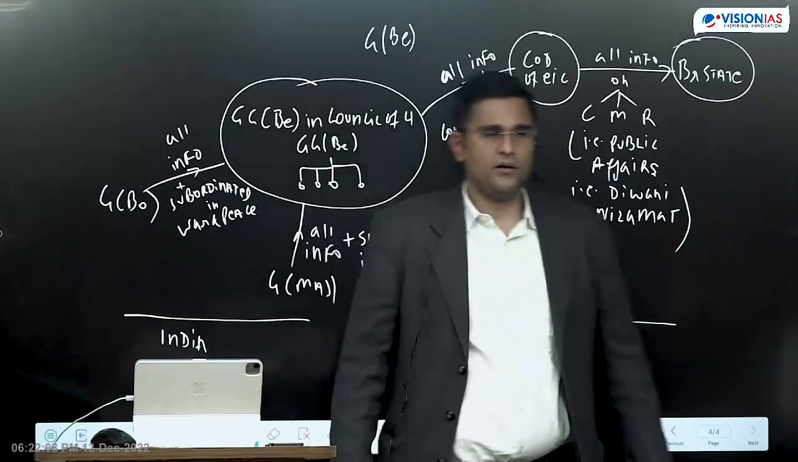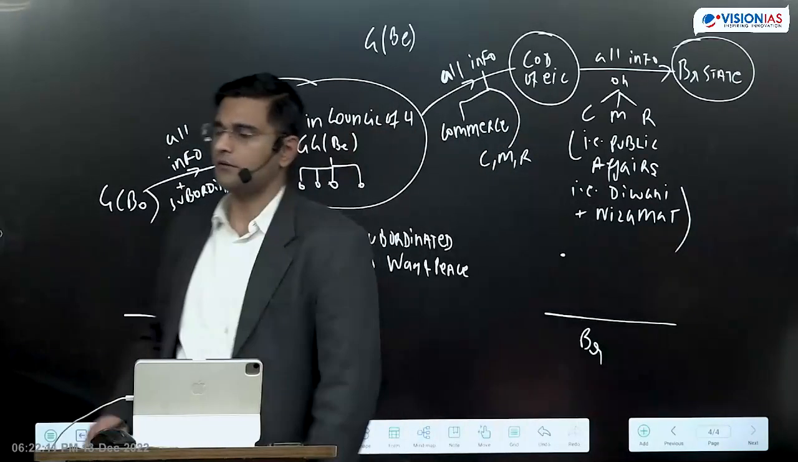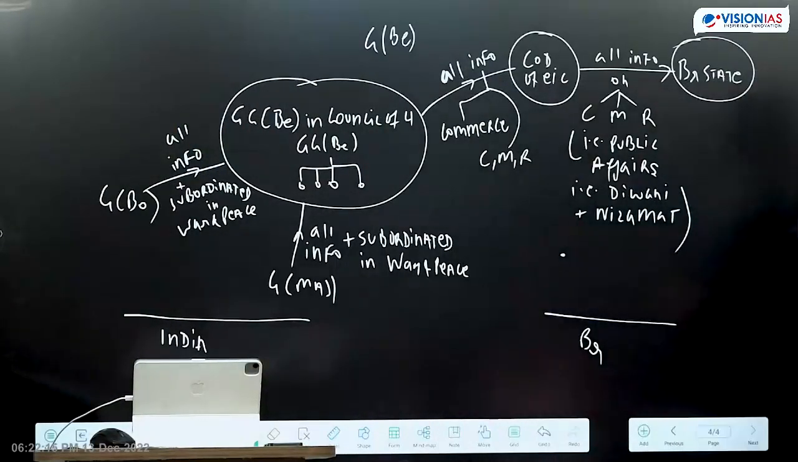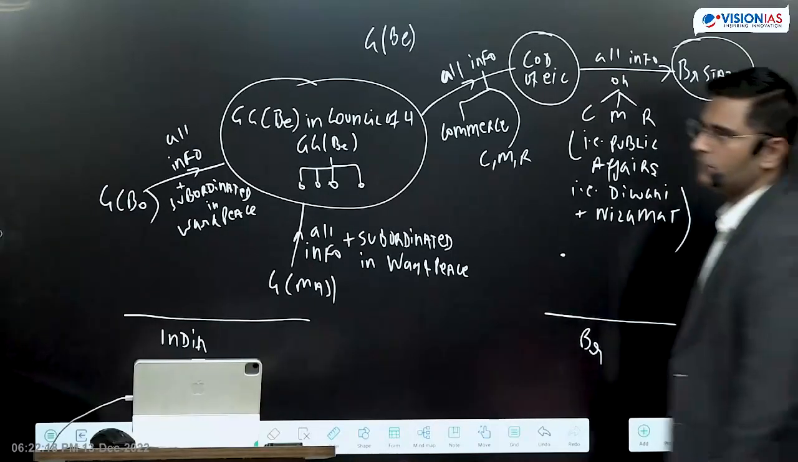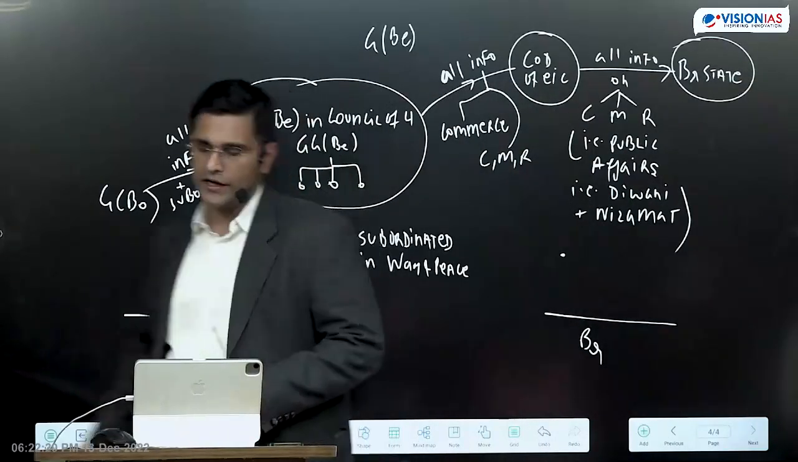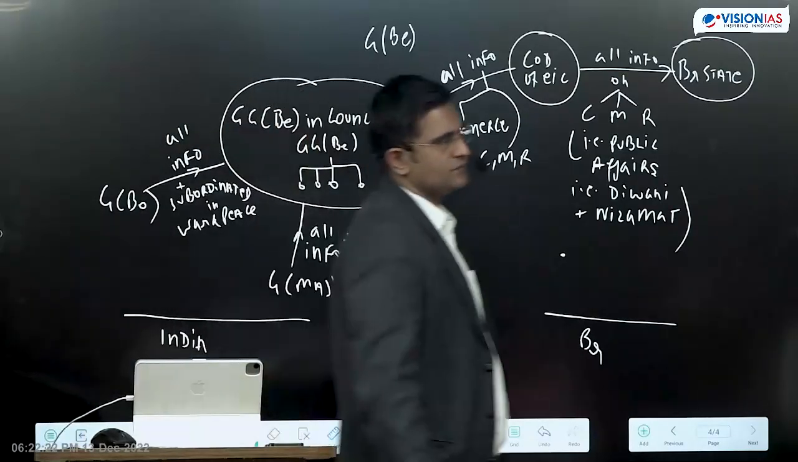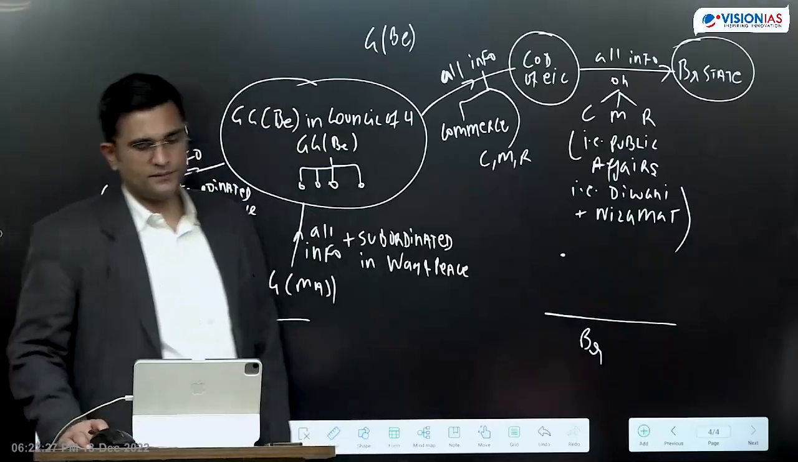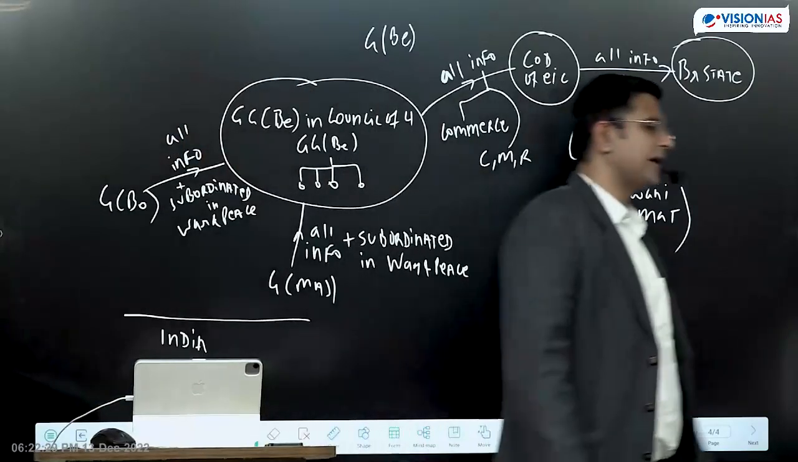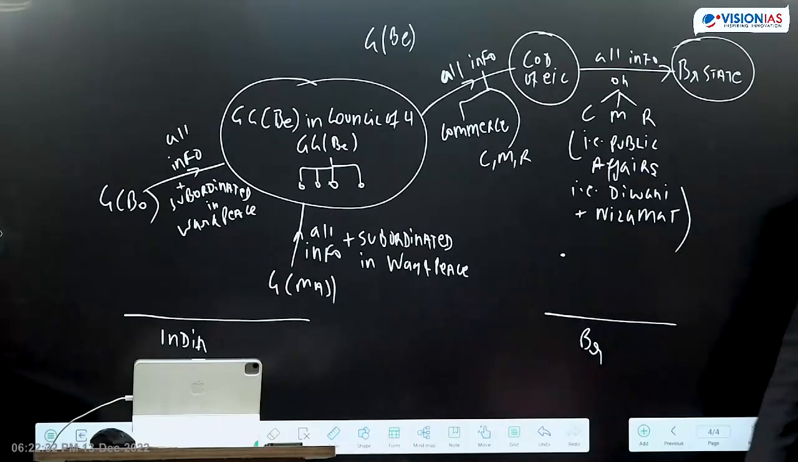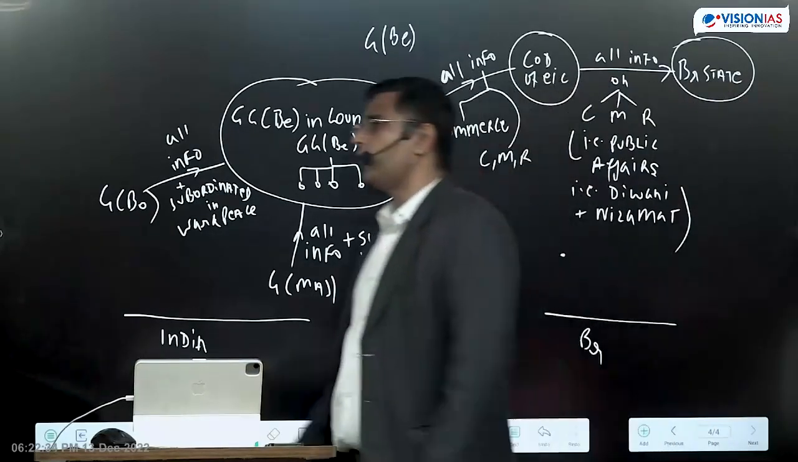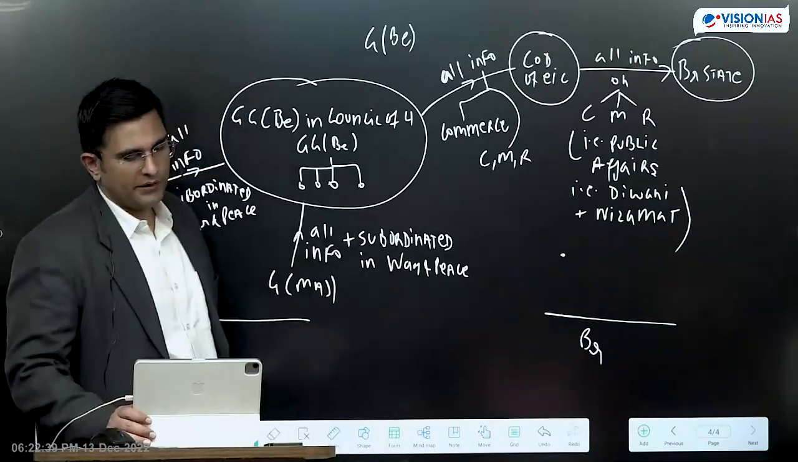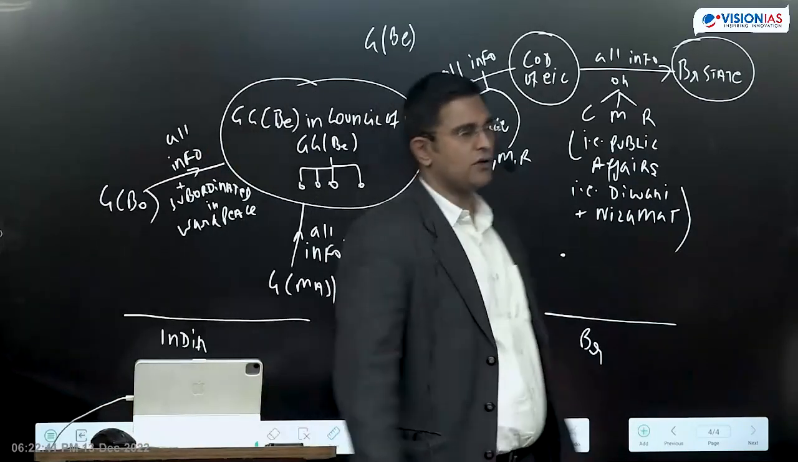Plus, GBO and GMA, that is Governors of Bombay and Madras, subordinated to GG Bengal in matters of war and peace.